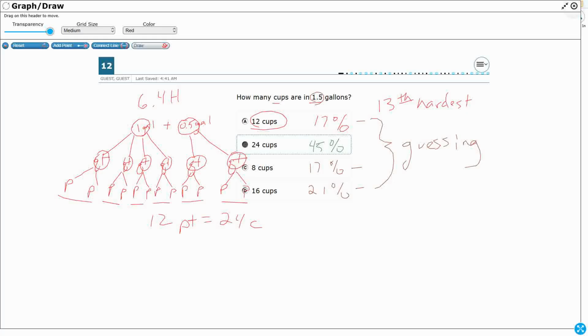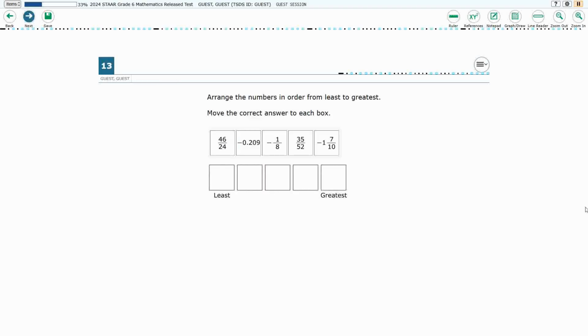So we're going to look at number 13. And for number 13, we are looking at ordering rational numbers.